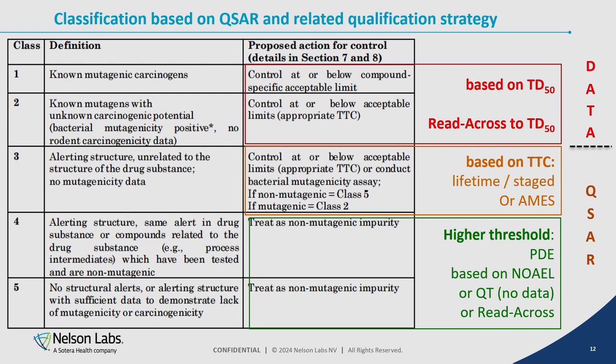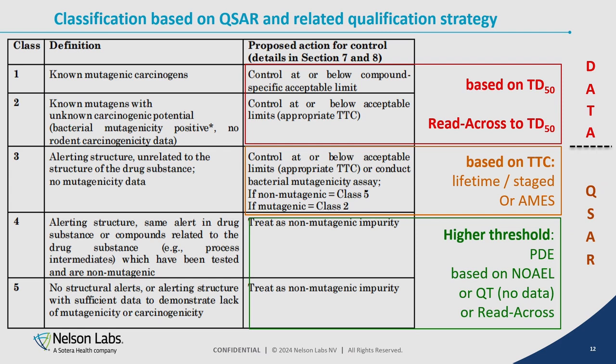Class 3 is an alerting structure unrelated to the drug substance, so that's applicable to extractables and leachables. So it's positive. Either you control it at the TTC of ICH M7, or you can try to overrule it. How can you overrule it? Actually by performing the Ames assay. If it's Ames negative, you go to class 5. If it's positive, you probably have to do the read across.